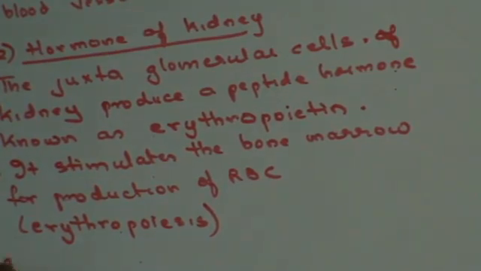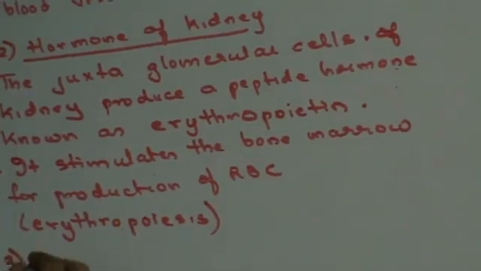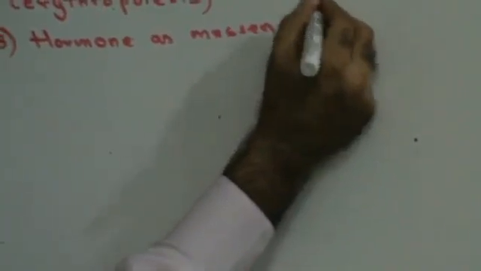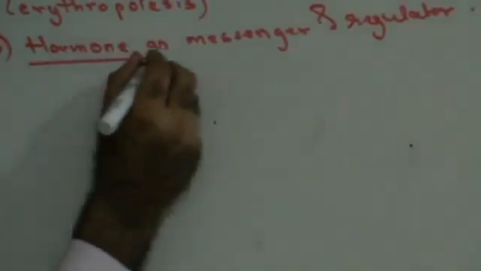Now you've secreted the hormone. What is the action of the hormone? What will the hormone do? How will it control the functioning of the organ? How will it bring about a change in the cellular activity? Let's try to understand this. Hormones act as messengers and regulators.